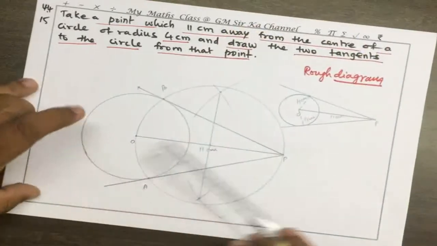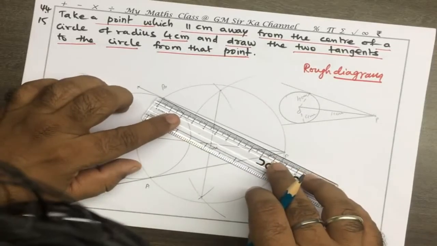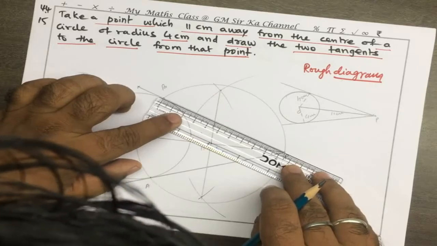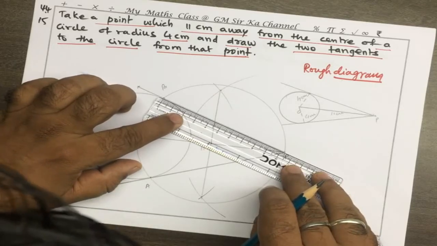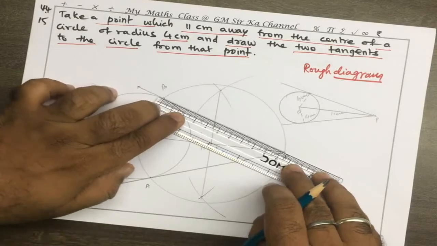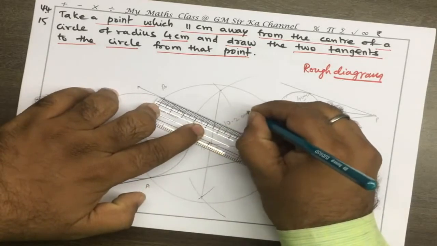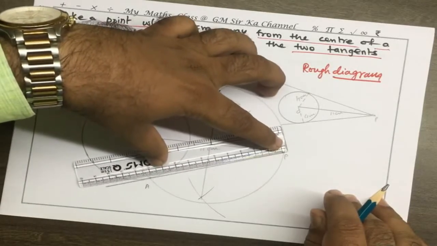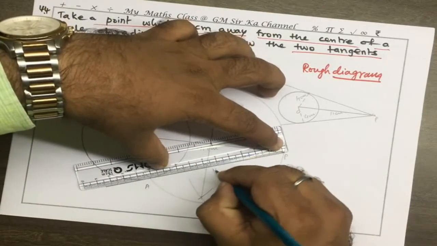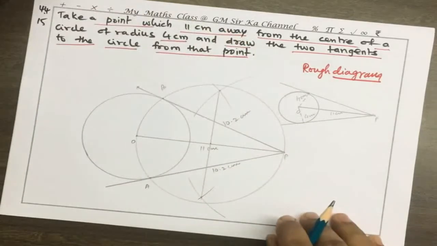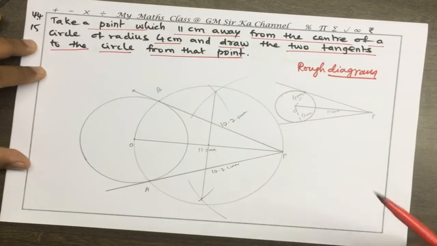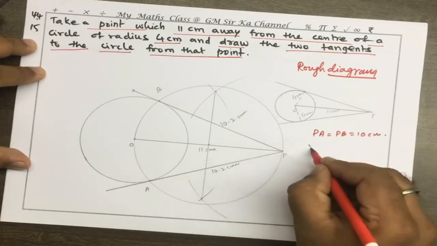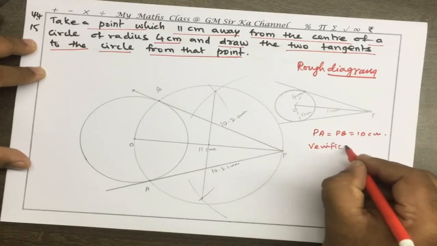We have to measure the tangents and we can also verify the tangents from the point by using Pythagoras theorem. So it is 10.2 centimeter. We can have the length of the tangents. So PA equal to PB equal to 10 centimeter. We can verify by using the Pythagoras theorem.